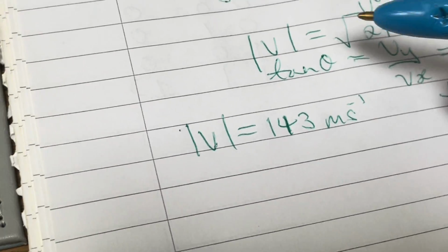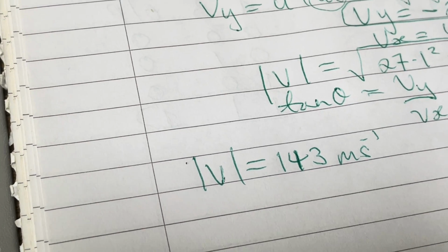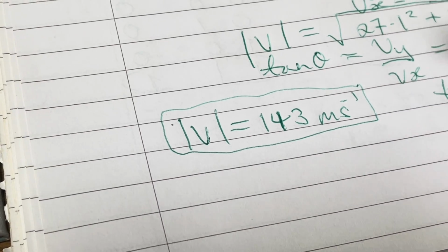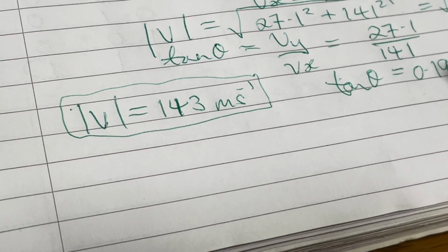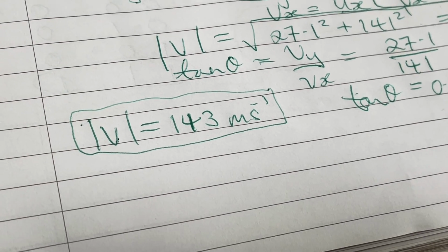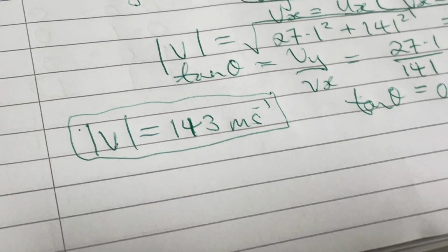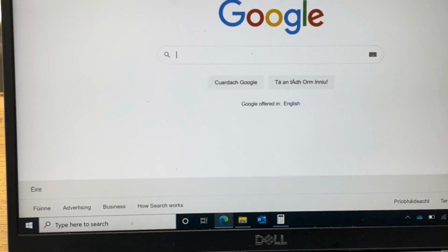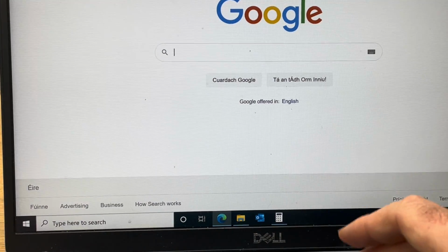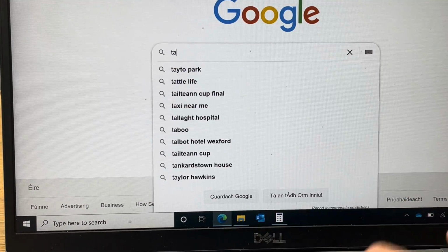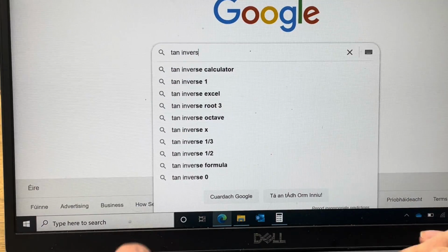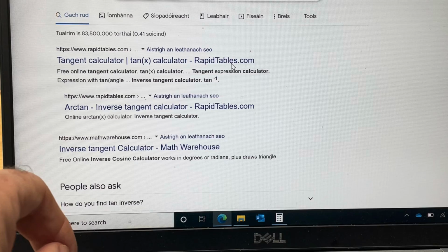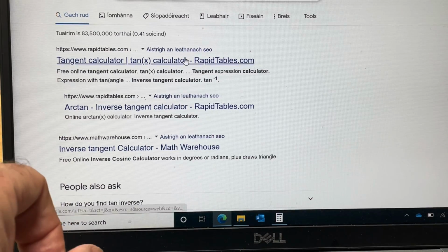okay, so the velocity is 143, so it starts out at what, 150. So you expect it to be reduced after a certain period of time because the y velocity is going to be reduced. Your arctan, your tan of that is this. So let's get tan inverse calculator. Okay, and what have we got?